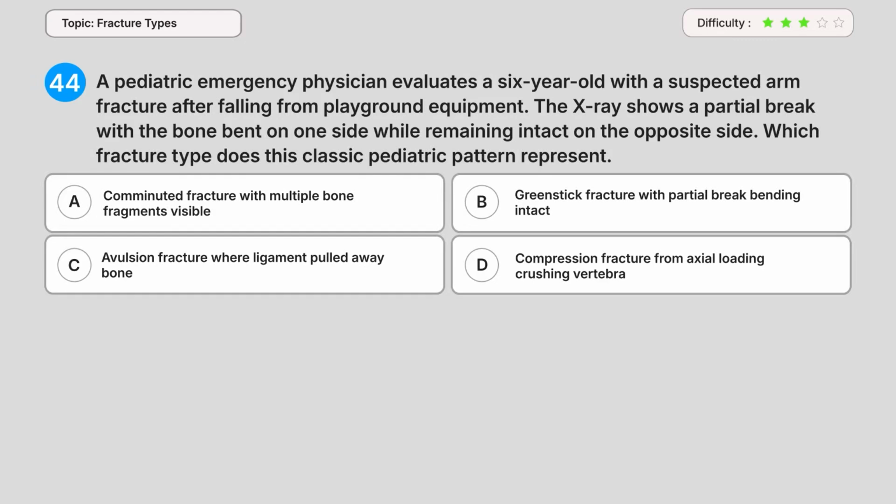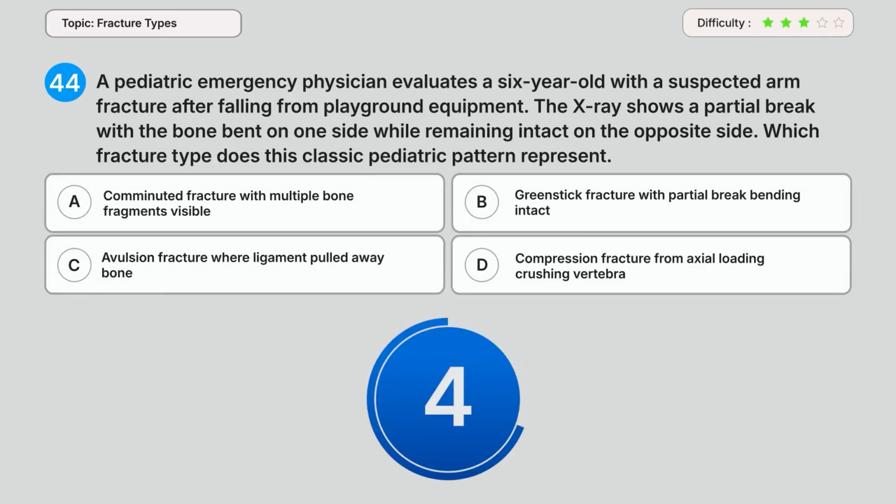A. Comminuted fracture with multiple bone fragments visible. B. Greenstick fracture with partial break bending intact. C. Avulsion fracture where ligament pulled away bone. D. Compression fracture from axial loading crushing vertebra. What do you think is the answer?